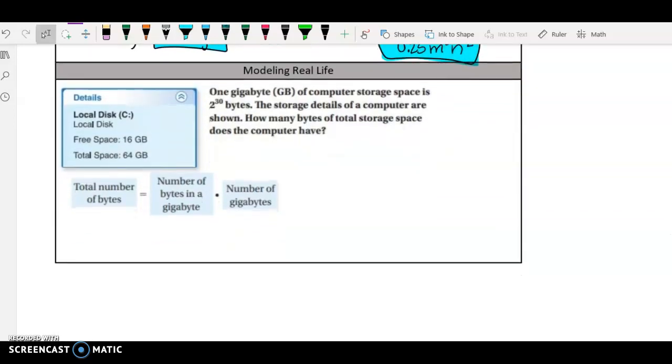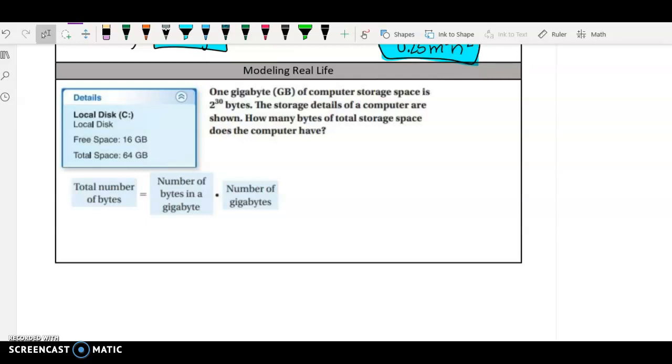All right, modeling in real life. So 1 gigabyte of computer storage space is 2 to the 30th power bytes. The storage details of a computer are shown. How many bytes of total storage space does the computer have? So you can see that free space is 16 gigabytes and total space is 64 gigabytes.